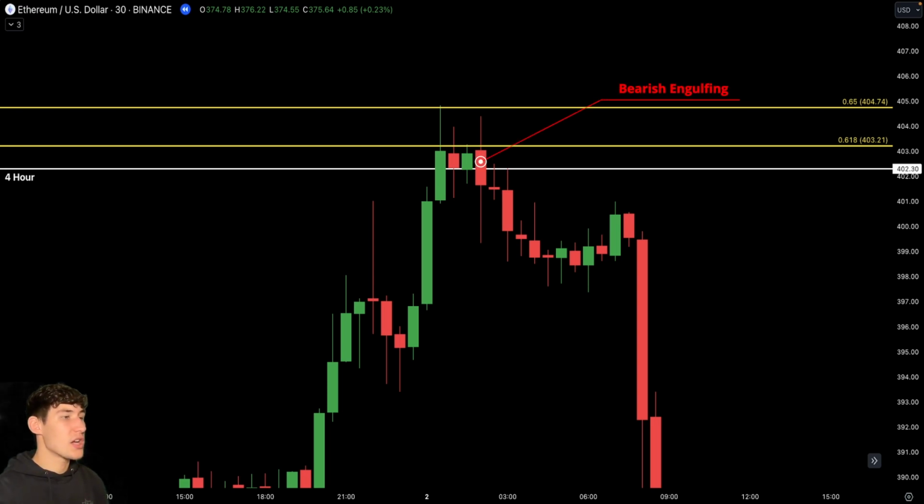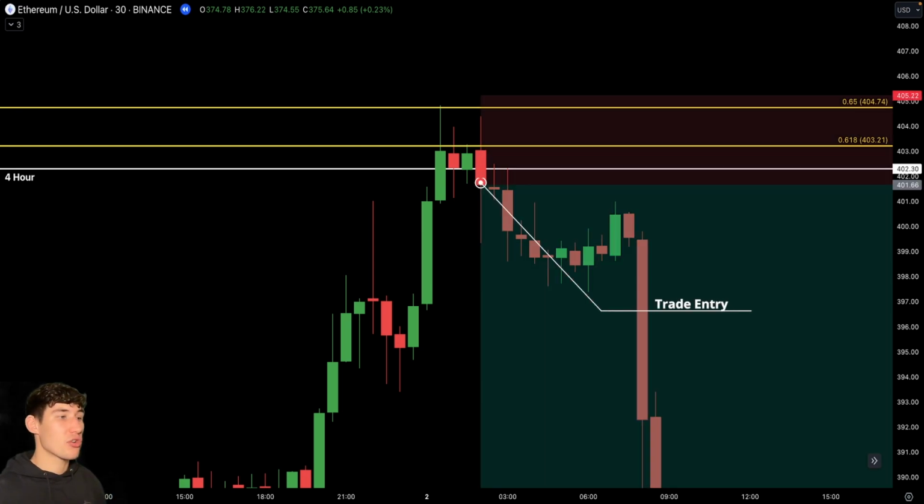This candle serves as a clear indication that price action has turned bearish at our crucial resistance level. Consequently, we initiate a trade at the closing point of this bearish engulfing candle and position our stop loss just above the candle's high. Now let's dive into the subsequent developments of the trade.